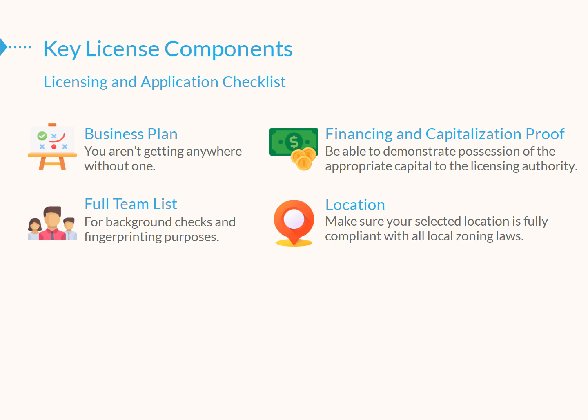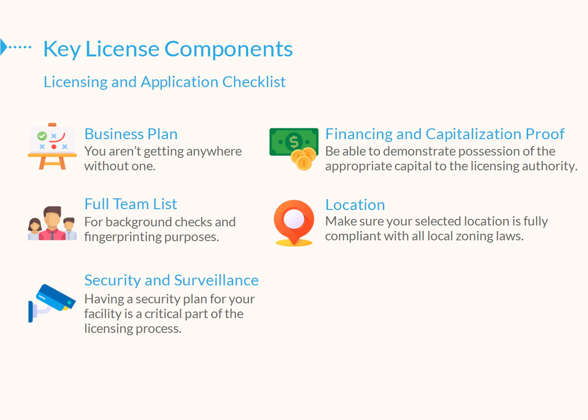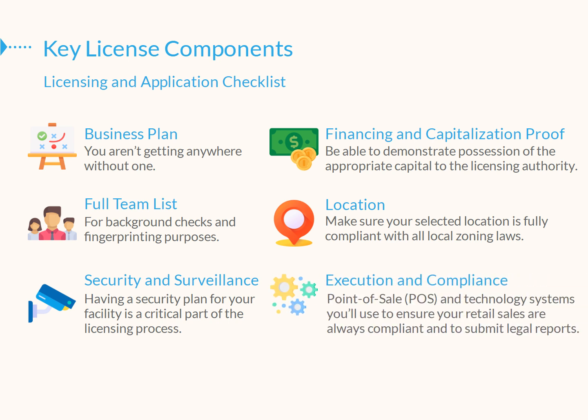Location. Make sure your selected location is fully compliant with all local zoning laws. Security and surveillance. Having a security plan for your facility is a critical part of the licensing process. Execution and compliance. Point of sale, or POS, and technology systems you'll use to ensure your retail sales are always compliant and to submit legal reports.